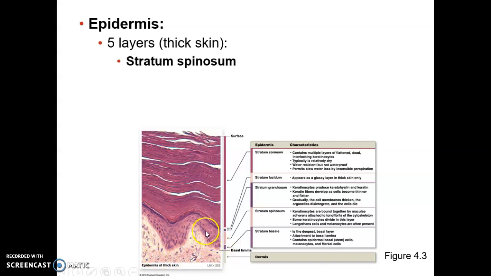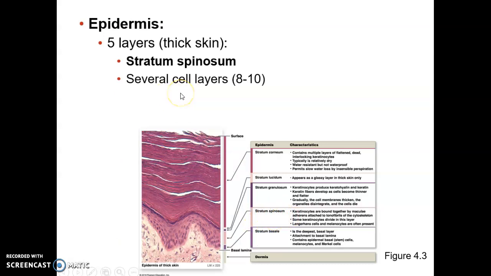So the fairly even row of nuclei that you see here are the cells of the stratum basale. And again, those cells are stem cells. They are mitotically active. When they divide, they replace themselves, and one of the other cells gets pushed out into the next layer, the stratum spinosum.